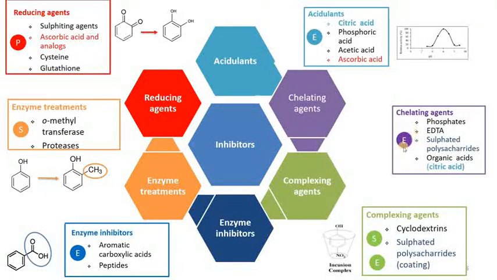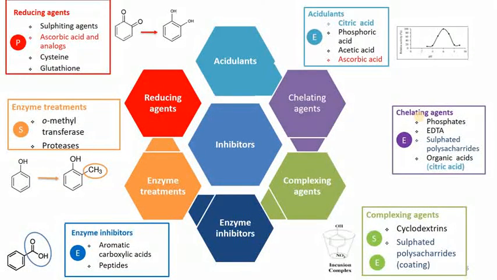group, rendering it inactive. Remember we said that the enzyme contains both the apoenzyme and the prosthetic group, and for it to function, it requires that prosthetic group to be in an active form to catalyze the transfer of electrons. So by chelating and making it inactive, you stop the reaction. We can use chemical compounds such as phosphates, EDTA, and sulfated polysaccharides. We can also use organic acids. Another organic acid that can be used for that is citric acid, which has a dual role because it also acts as an acidulant.